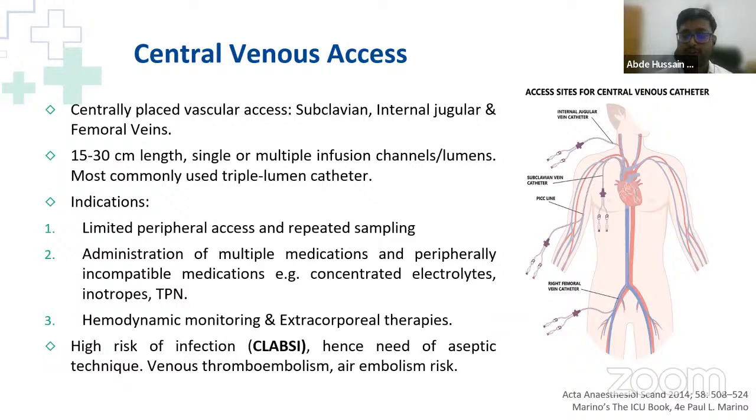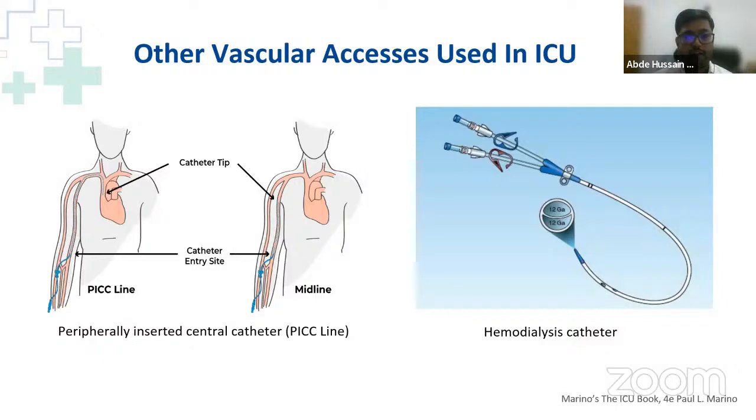The third importance is hemodynamic monitoring and the extracorporeal therapies that might be undertaken later on. But there is a disadvantage: the risk of infection, the risk of thrombosis. Other vascular accesses that can be inserted are the PICC line, the peripherally inserted central catheter. It is longer than the central line, and it can be kept for a longer duration. A central line can be kept in place for at least 2 weeks, whereas the PICC line can be kept for at least 4 weeks up to 6 months.